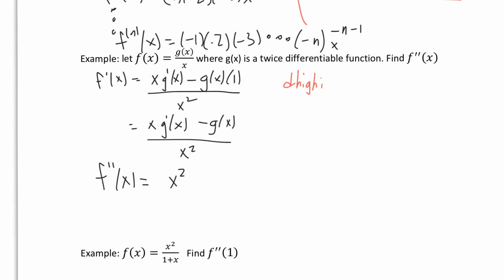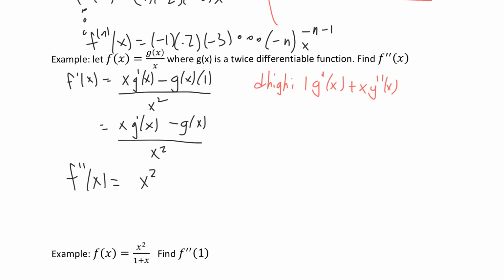So derivative of the first is going to be 1, leave the second alone, g prime, plus leave the first alone, derivative of the second, g double prime. And then derivative of a difference is the difference of the derivatives, so we subtract the derivative of g, which is subtract g prime. Now notice we've got a bit of a coincidence here. There's a g prime and a g prime. Those are going to cancel out nicely.